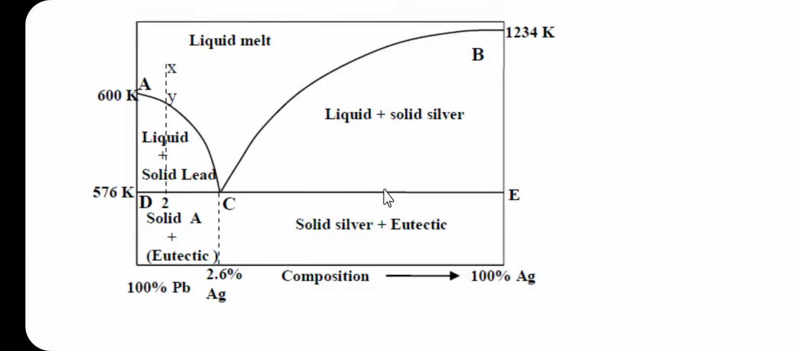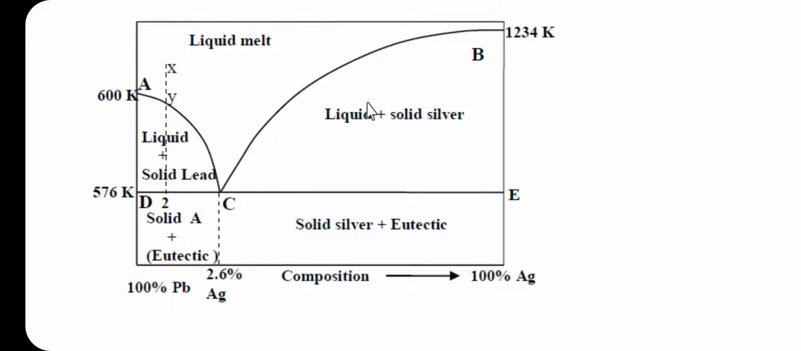When we consider this phase diagram, it has curves, areas and a eutectic point. Let us consider them one by one. First, the curve AC. This curve is the freezing point curve of the lead. Along the curve, two phases, solid lead and liquid, the liquid of the silver and the lead, are in equilibrium.